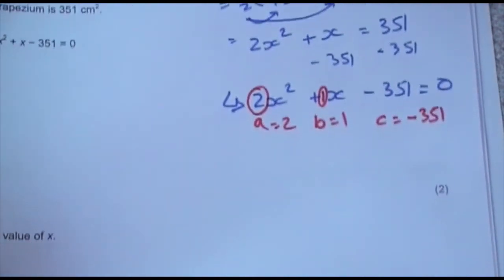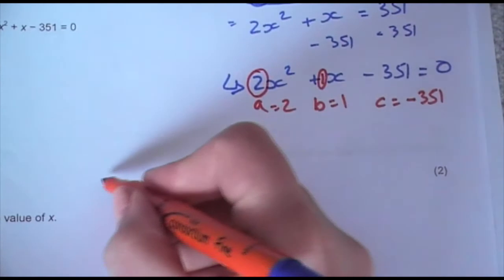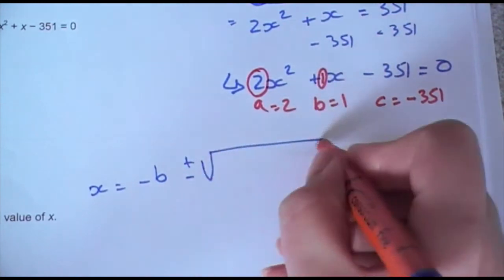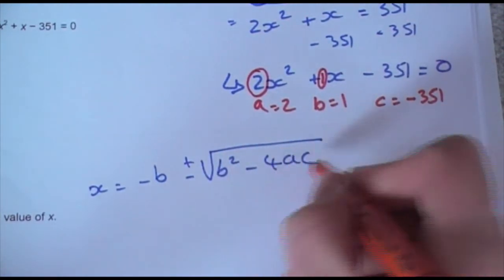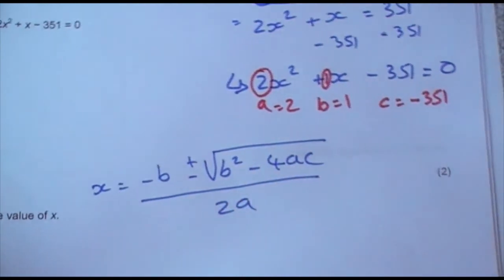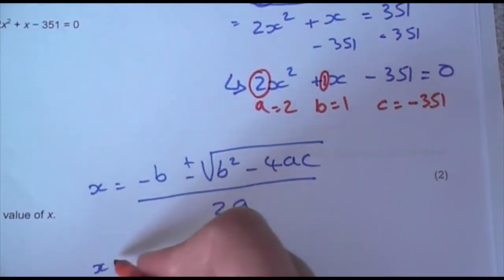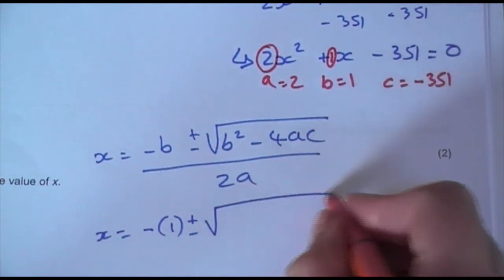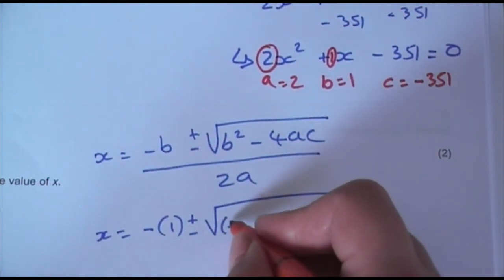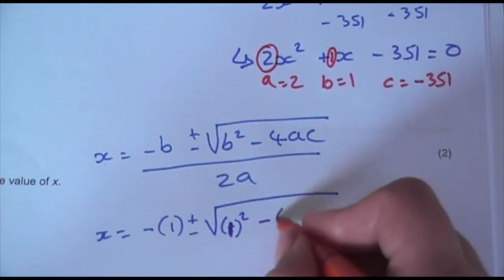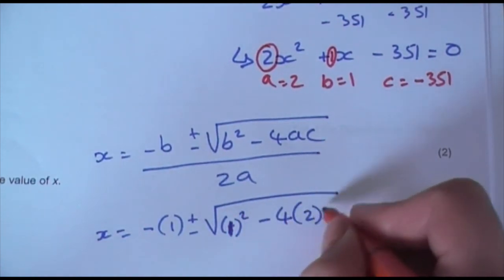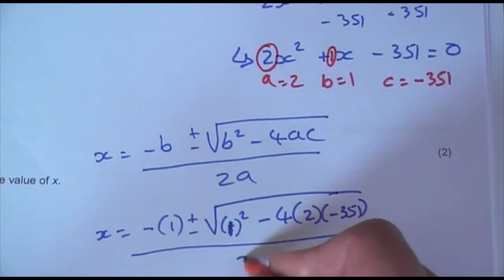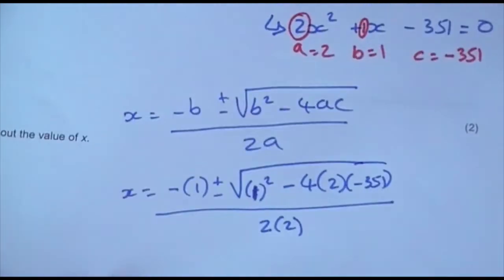I'm going to then go ahead, copy out the quadratic formula from the front. So that's x equals negative b plus or minus square root of b squared minus 4ac divided by 2a. I'm going to substitute my numbers in. x equals negative 1 plus or minus square root of 1 squared minus 4ac, divided by 2 lots of a.